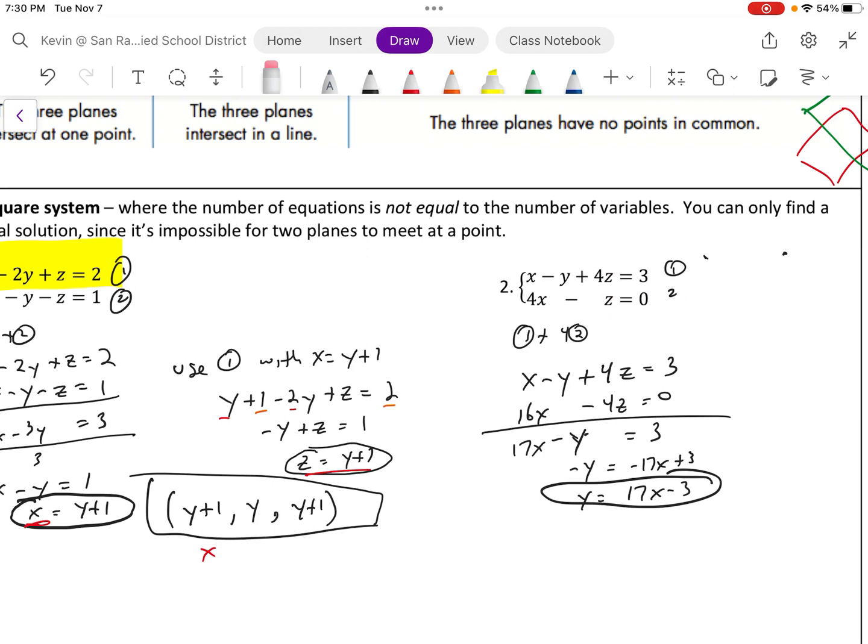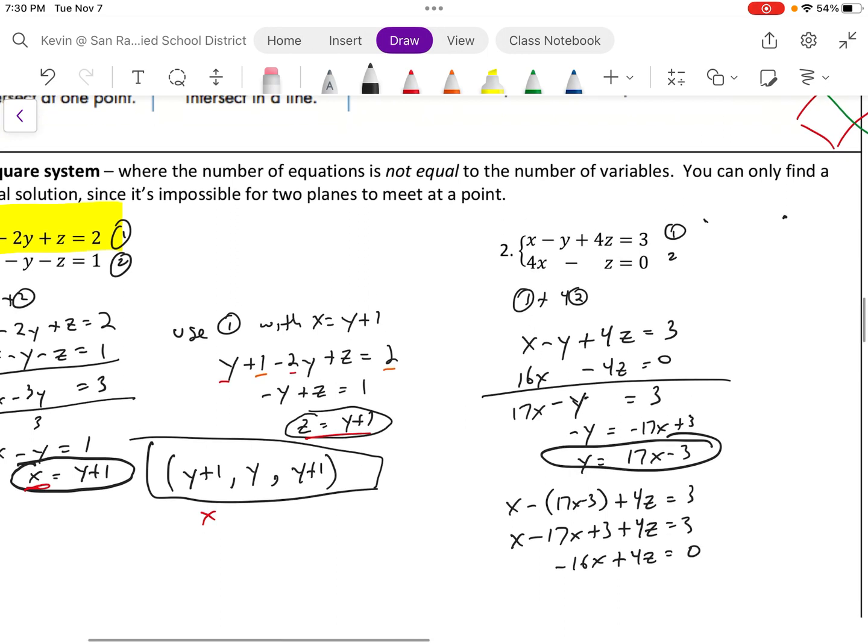Since the second equation has no y, we have to use the first equation. So we're going to come up here and we're going to go x minus, instead of y, 17x minus 3, plus 4z equals 3. This is x minus 17x plus 3 plus 4z equals 3. Let's clean that up. We have a negative 16x. We're going to subtract 3 from both sides. We're going to leave plus 4z, and that leaves us with 0.